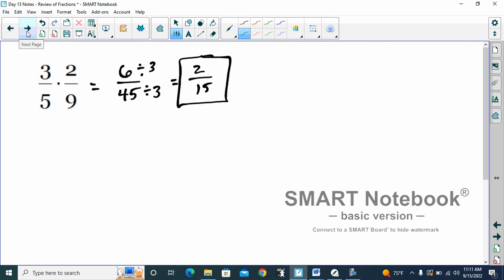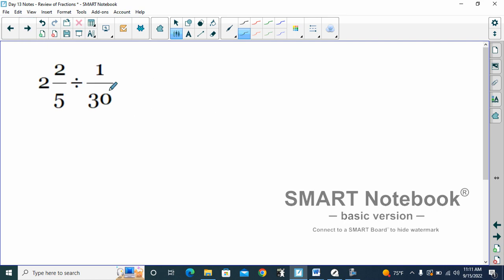And last problem, example 4, asks us to take 2 2/5 and divide by 1 over 30. First thing I would notice is this time I do have a mixed number. So if I have a mixed number, we need to change that to an improper fraction. Quick review of how to do that. We'd take 5 times 2 is 10, and then we add the numerator.